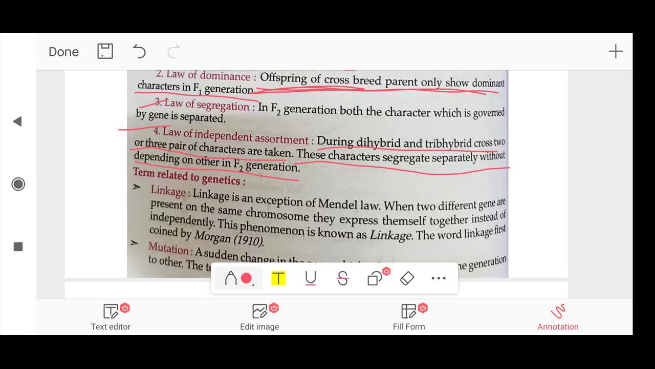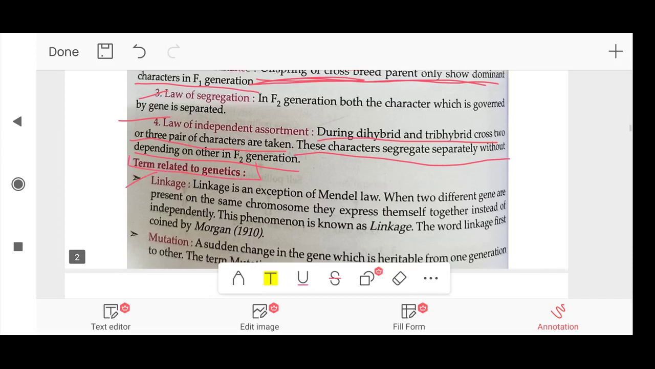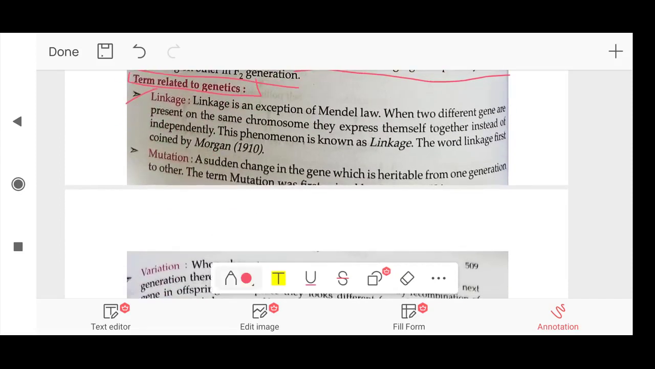Now let's see terms related to genetics. Linkage. Linkage is an exception to Mendel's law when 2 different genes are present on the same chromosome. When 2 different genes are present on the same chromosome, they express themselves together instead of independently. The phenomenon is known as linkage. The word linkage was first coined by Morgan in 1910.